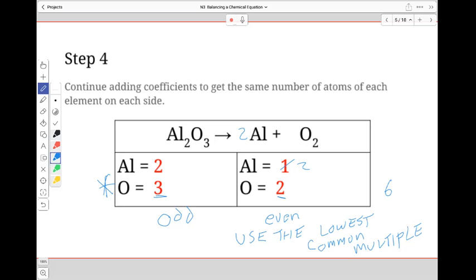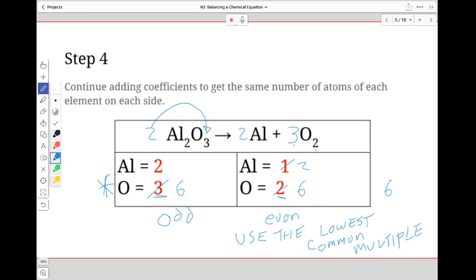So I'm going to start on my right side, and I'm going to put a coefficient of 3 here. That coefficient gives me 3 times 2, which will give me 6 oxygens. But now I don't have 6 oxygens on the left side, so I'm going to put a coefficient of 2 here, because now my 2 times this 3 is going to give me my 6 oxygens. But wait, what has happened now?